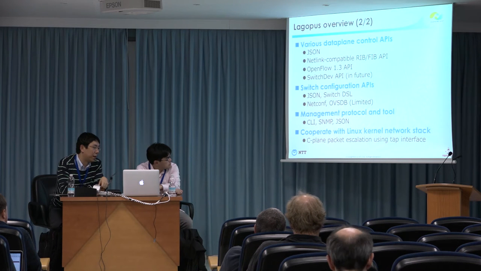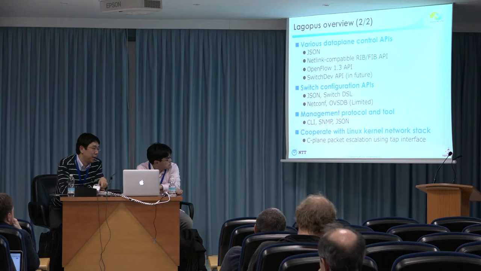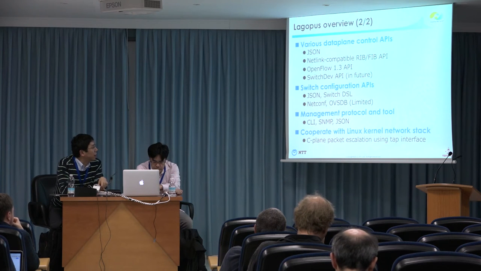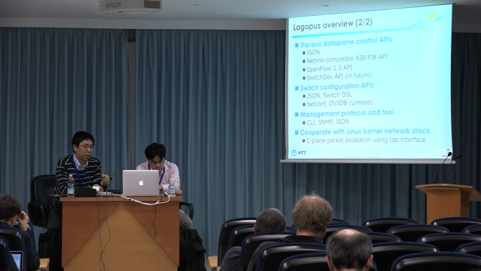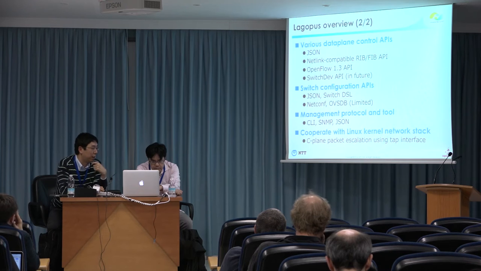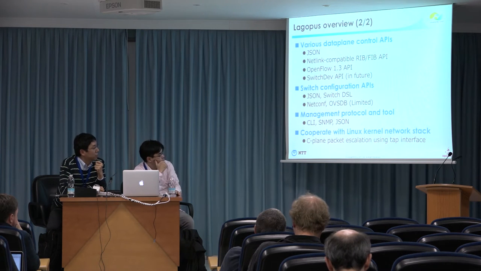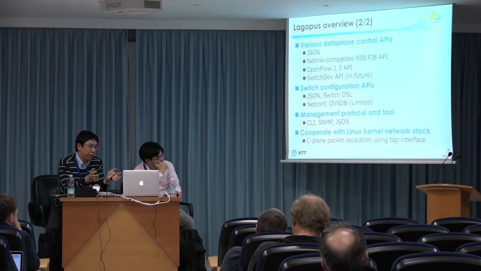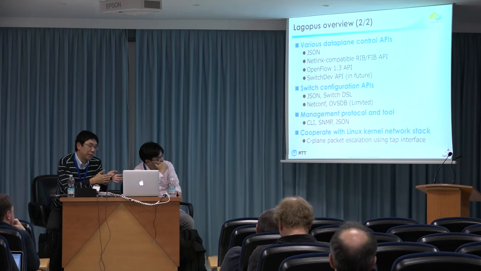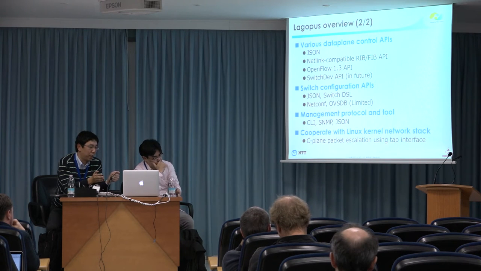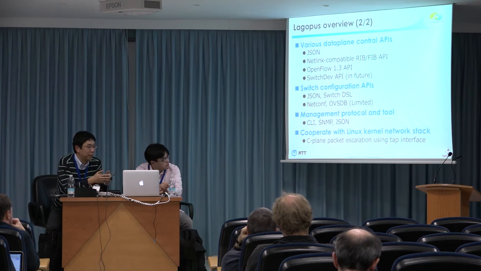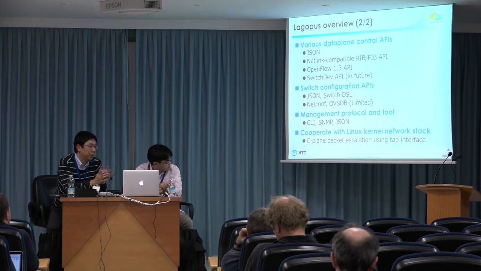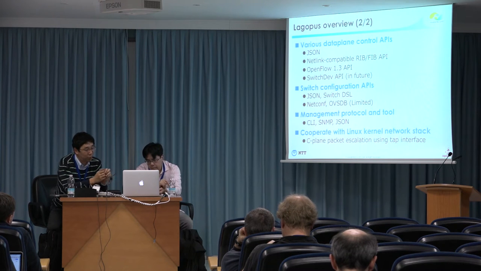And also, we provide OpenFlow 1.3 based rules. So we can adapt to many use cases, using the switch configuration to cooperate with OpenConfD, like JSON and NETCONF or OVSDB. And basically our software switch uses DPDK for high performance, but in some use cases it's difficult to handle very primitive protocol handling such as ARP and ICMP, and so that's why we leverage the Linux kernel network stack to handle such protocols very efficiently.